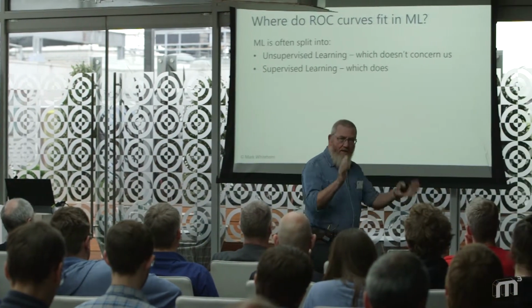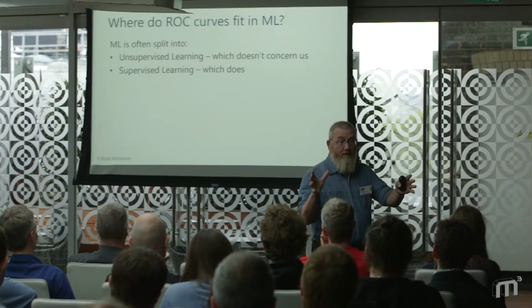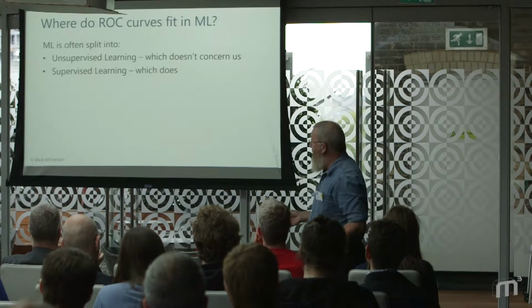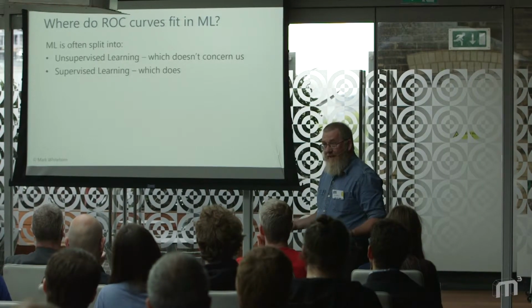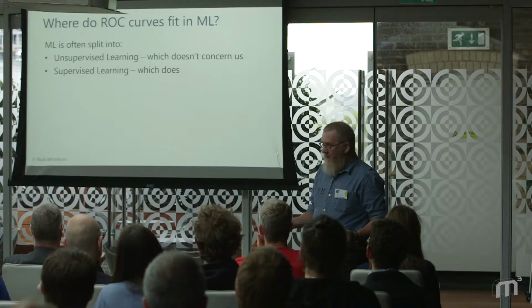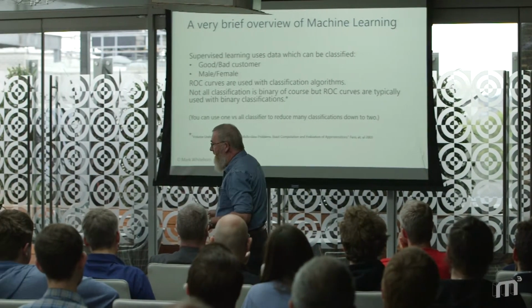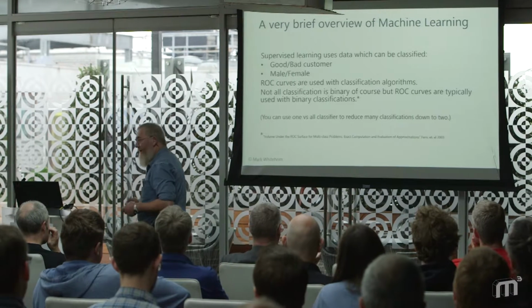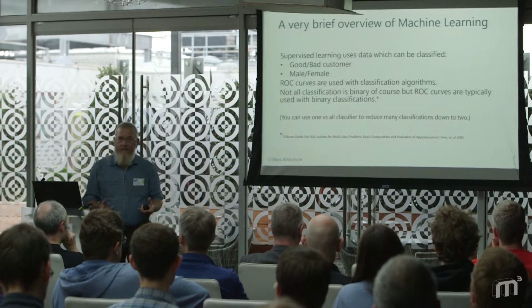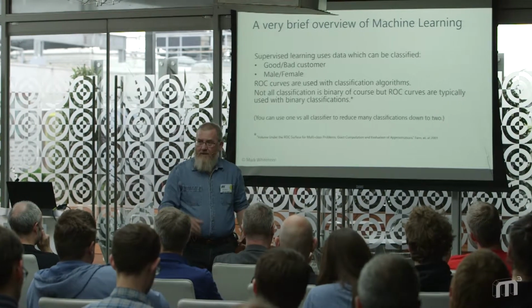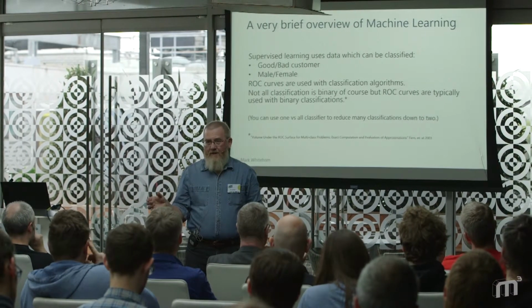So the unsupervised learning, we're going to throw all the unsupervised learning away. We are not interested in unsupervised learning. We are interested in the supervised stuff, right? But you still haven't told us what it is, but at least we're interested in that. Supervised learning is where you have data that can be classified, where we're interested in classifying it. So we want to say, okay, we've got all this data about customers. These are good customers and these are bad customers.